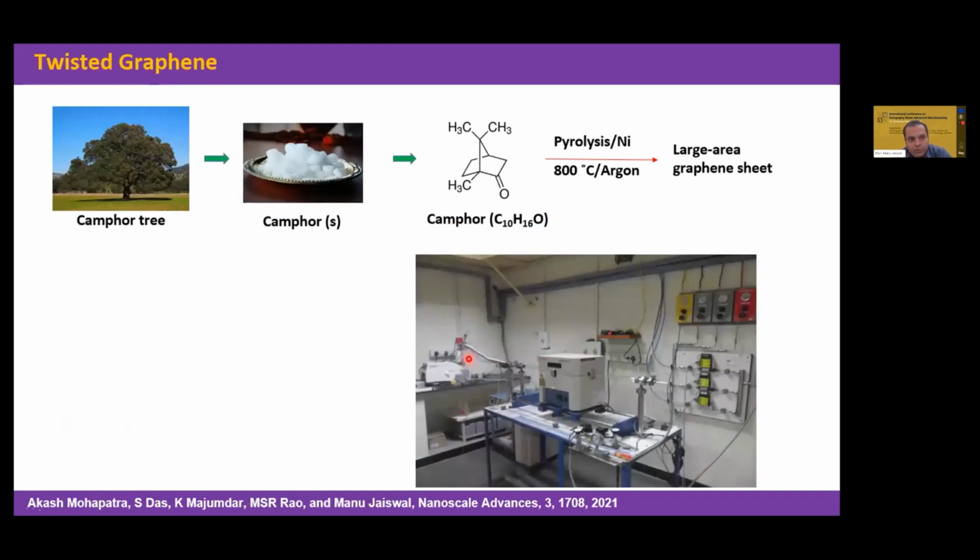As a different approach, we looked at growing twisted graphene using a solid carbon precursor, and this is camphor, where at high temperatures, these methyl groups can be removed, and the remaining carbon ring rearranges to form large area graphene, and twisted graphene is seen to different degrees at different locations of these samples.